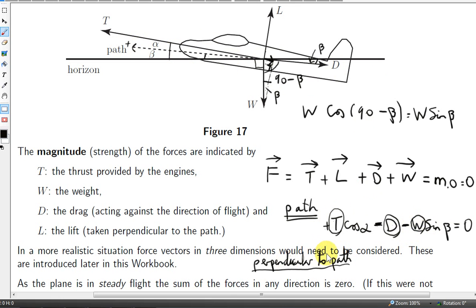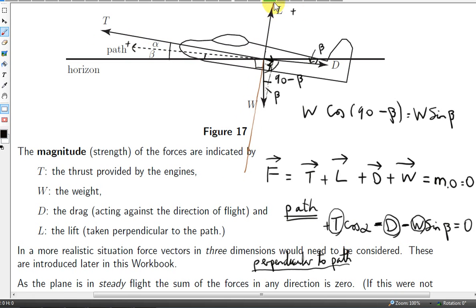Now we could also consider the components of the four forces in a direction that's perpendicular to the path of the airplane. So perpendicular means along this line here, a line that contains L. Now we can take this direction to be positive if we like. Directions pointing away from the plane, up from the plane, along this line here. Then that means that directions this way are negative.